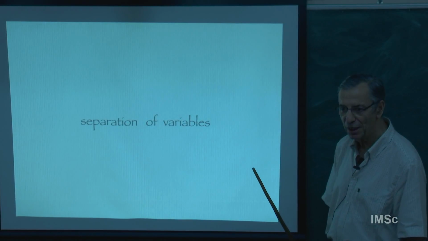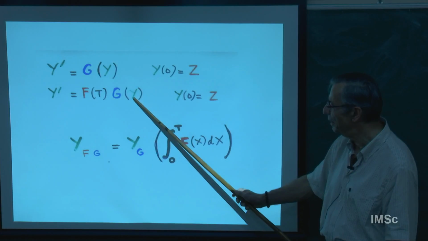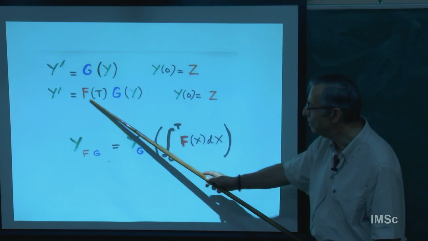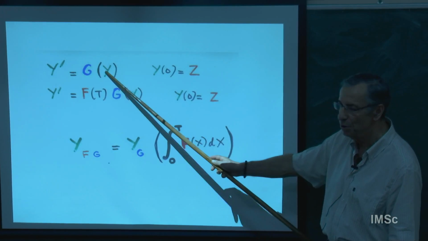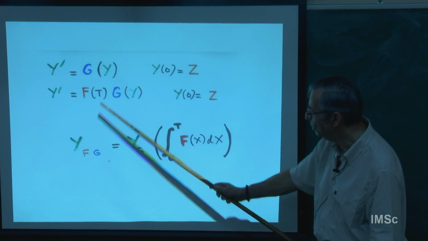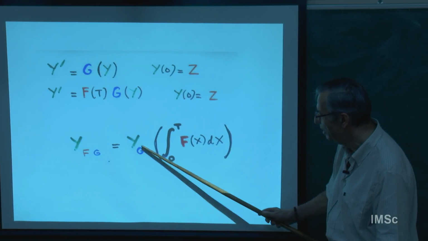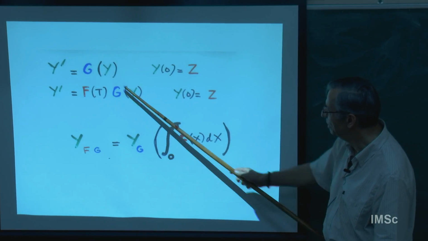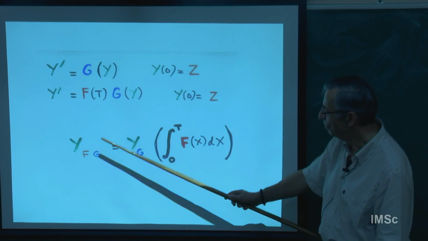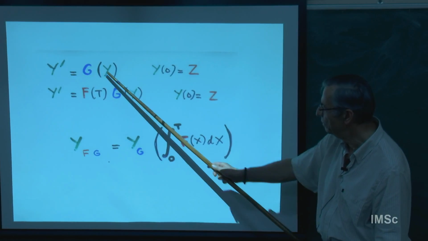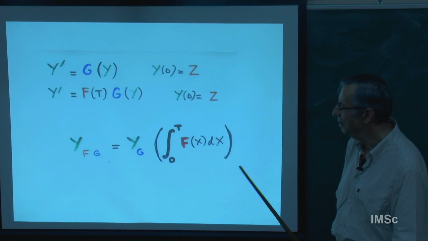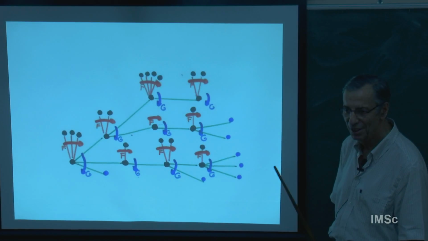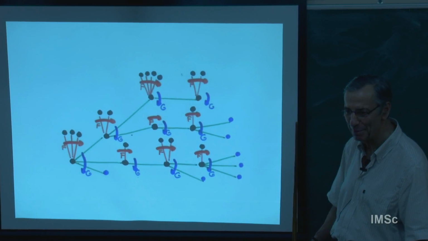And you can prove a classical theorem like separation of variables. If you want to solve this differential equation knowing the solution of this one, then the solution of this differential equation is a substitution of this integral in the y_g, which is the solution of this one. To solve this one, you just first solve this one, and then you have this integral. And the proof is this. Separation of variables.